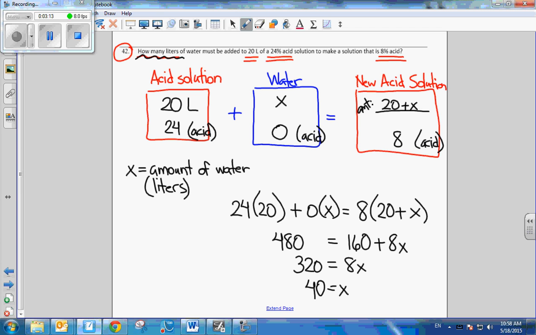Now remember, you're not done with the word problem, you write a concluding sentence. The question was, how many liters must be added? So we must add 40 liters. Voila. There is an example of a mixture. Of course, you can find more examples in your book and with the corresponding chapter. And if you look up previous chapters, I do have additional videos.